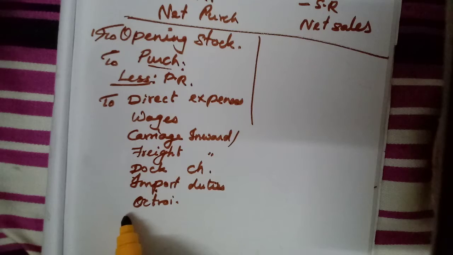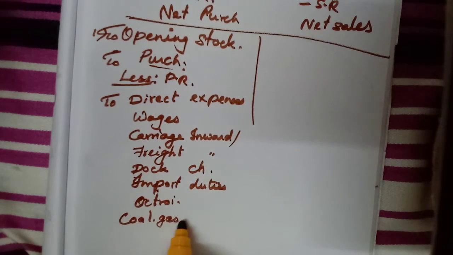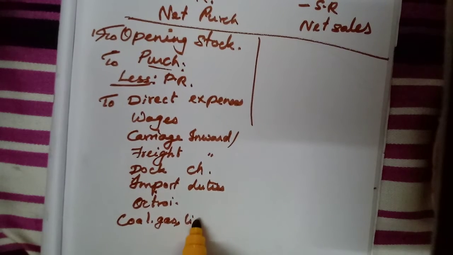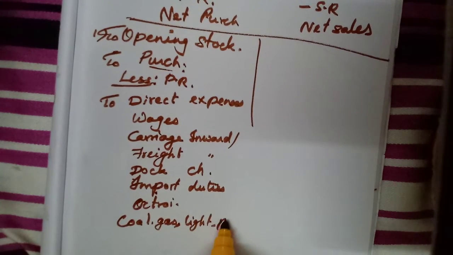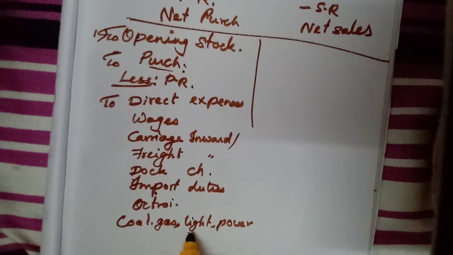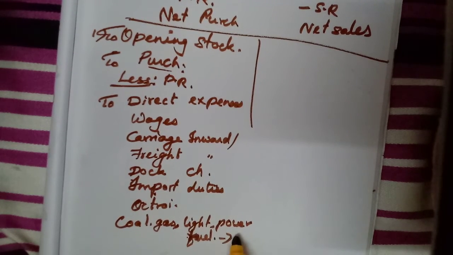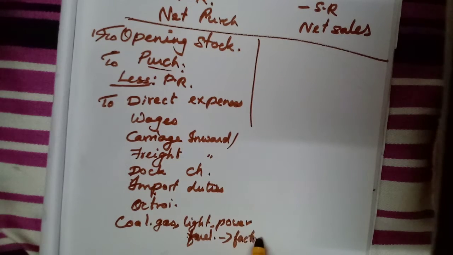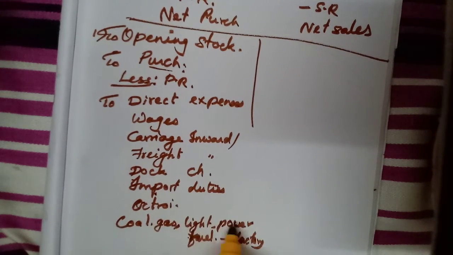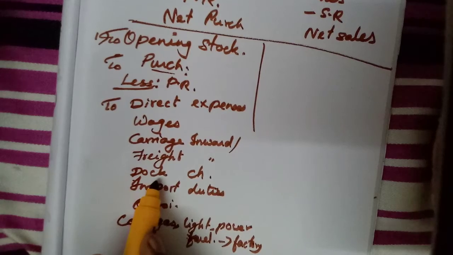Then all the other things: coal, gas, light, that means power, and fuel to run the machine. All these that are used in the factory to produce those goods are the direct expenses.